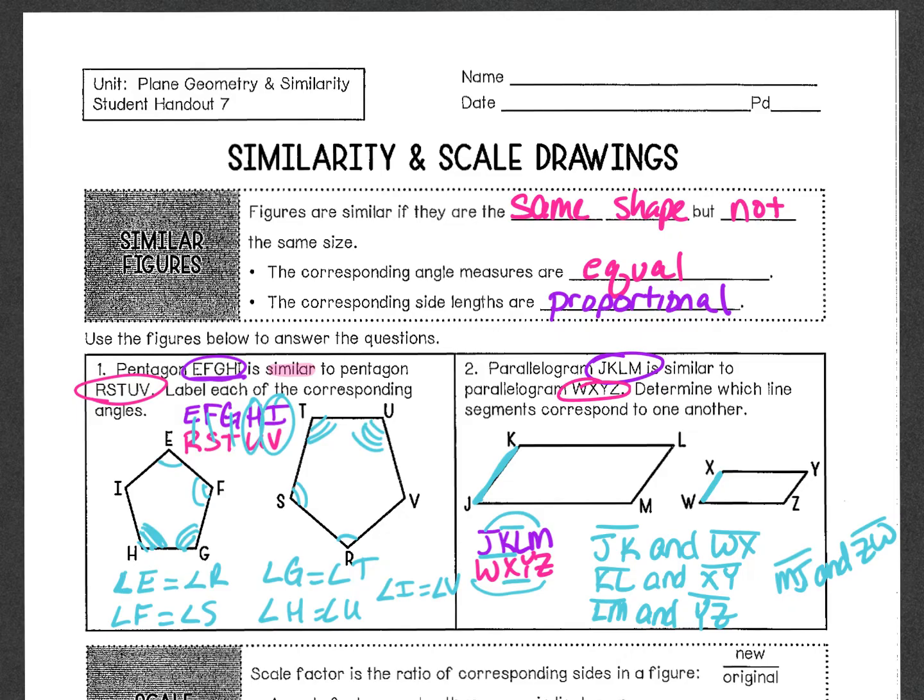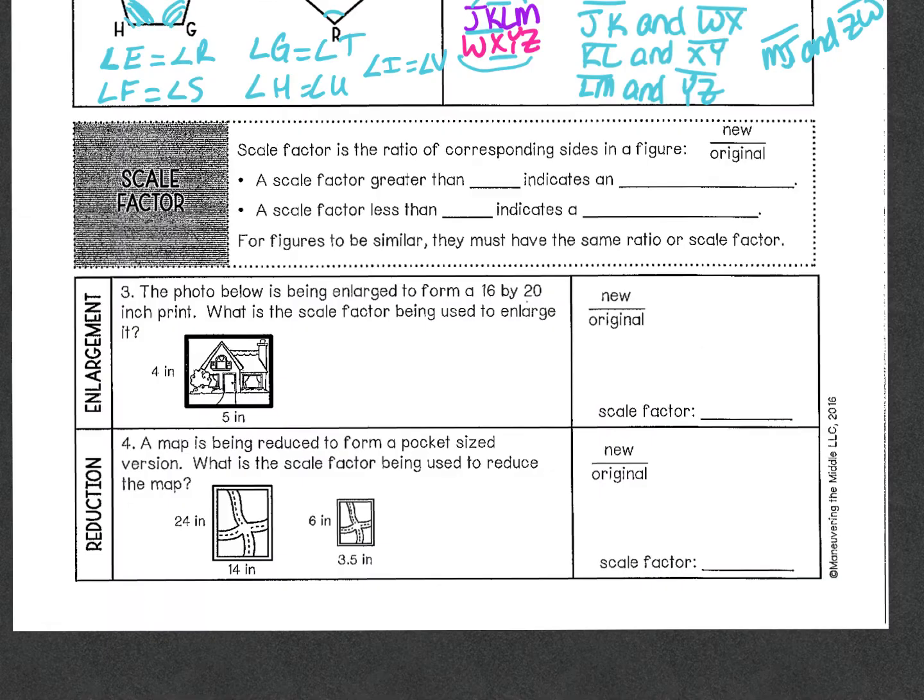So next we're going to get into scale factor. Okay, so for scale factor, it's how much bigger or smaller your object is going to get. So scale factor is the ratio of corresponding sides in a figure. So this is really important that you're looking at it this way. It's new over original. So the new shape, the new side is on top, the original is on bottom.